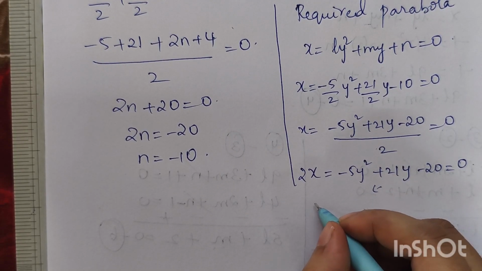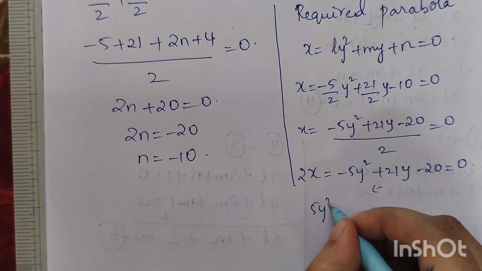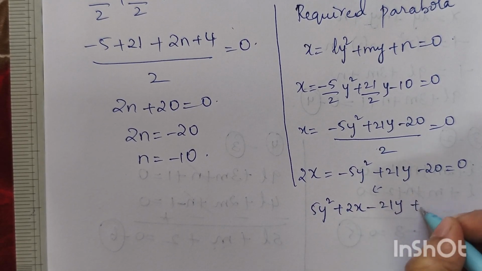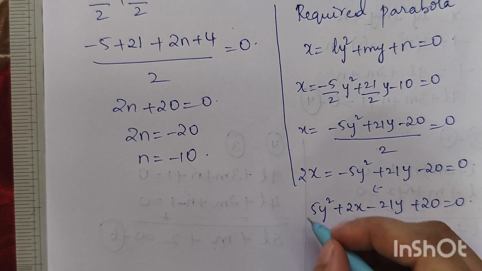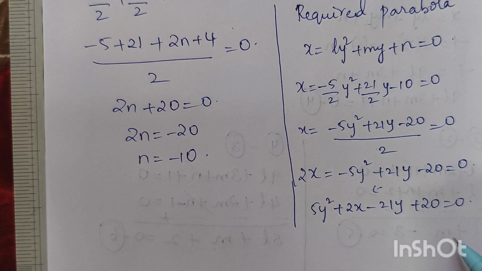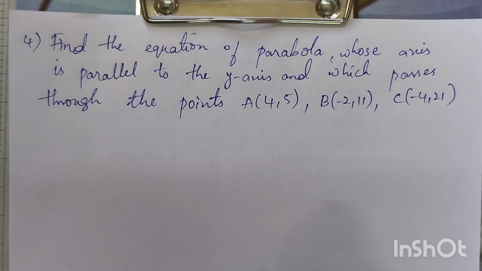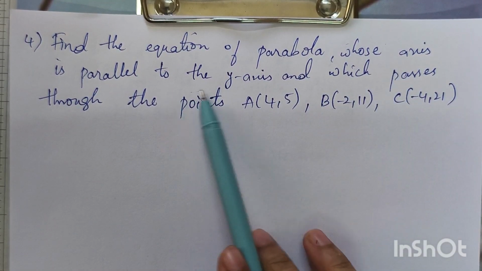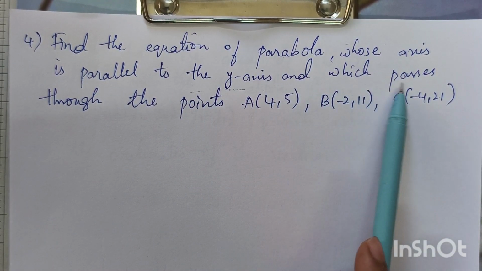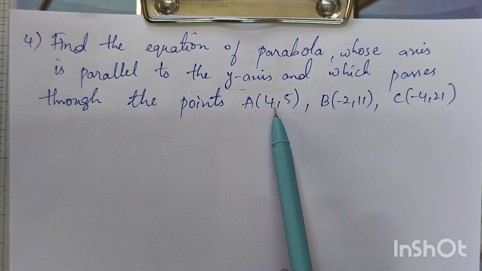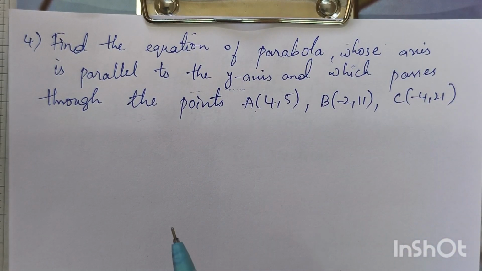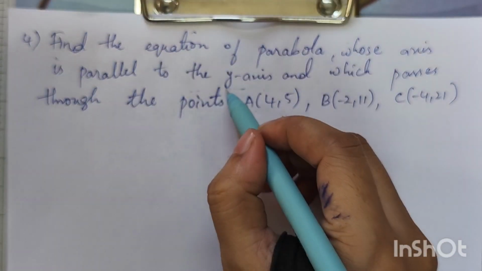Transposing to the left hand side, we get 5y square plus 2x minus 21y plus 20 equal to 0, the equation of the parabola. Next question: find the equation of the parabola whose axis is parallel to the y-axis and which passes through the points A(4, 5), B(-2, 11), C(-4, 21).